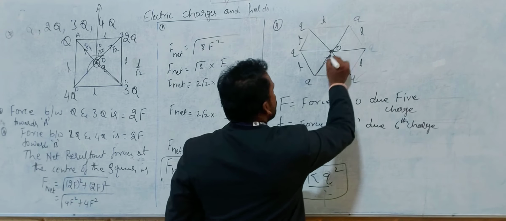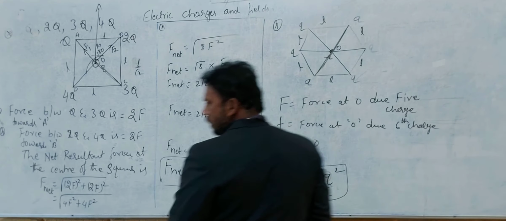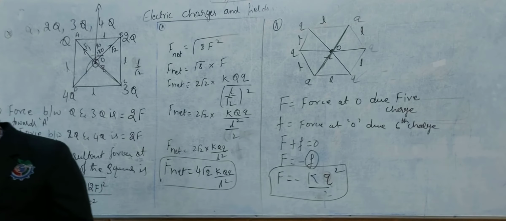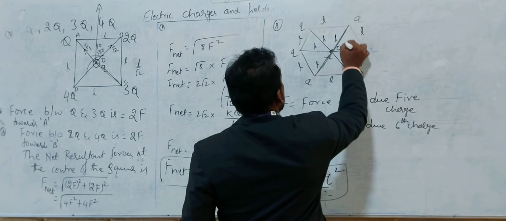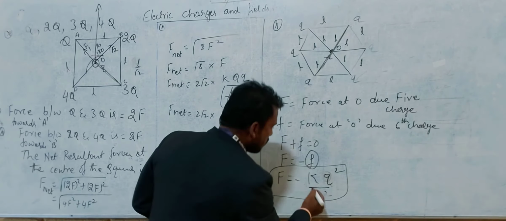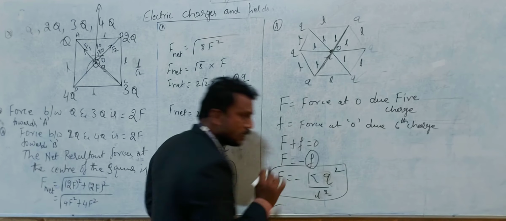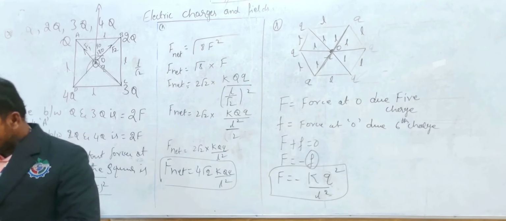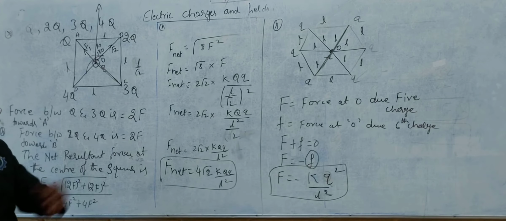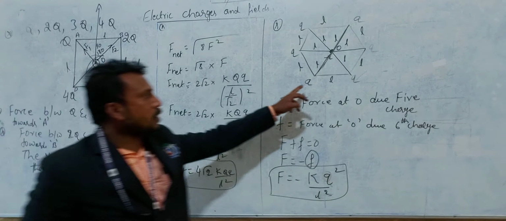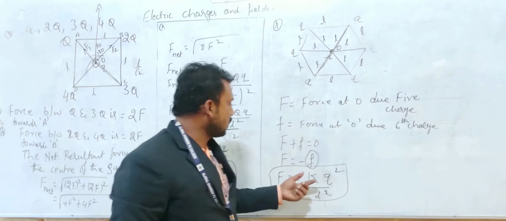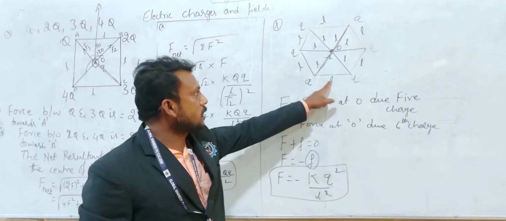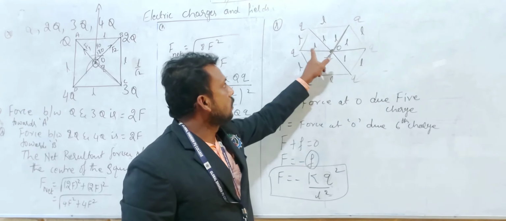What is the distance between these two? K Q square divided by L square. This is also L distance. K Q square divided by L square is the right answer. Therefore, F is equal to K Q square divided by L square. Clear? If I place a sixth charge at the sixth vertex of the hexagon, the force at O due to the sixth charge is equal to K Q square divided by L square. This length is also L.